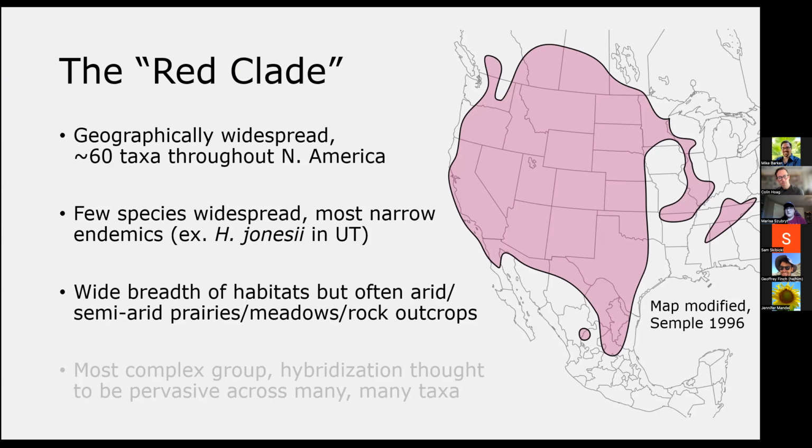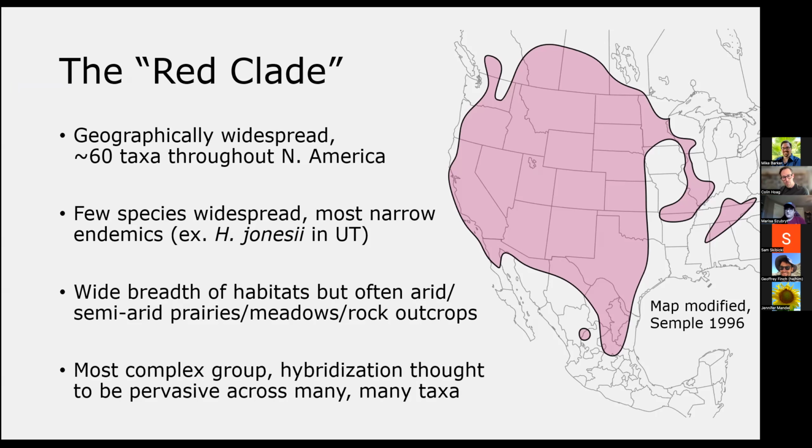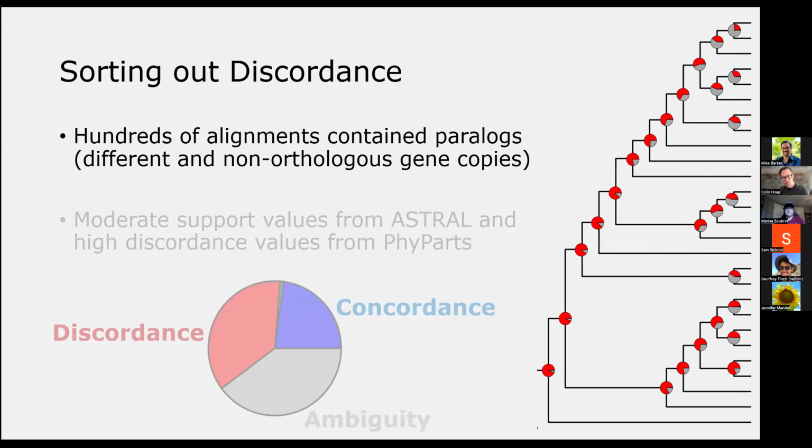These encompass a wide breadth of habitats, but typically arid or semi-arid prairies, meadows, and rock outcrops. Even in the eastern US, where there's more consistent precipitation, they tend to occur in really sandy, gravelly, or rocky soils where the water doesn't stagnate for too long. This is also by far the most complicated group in Heterotheca, where hybridization is believed to occur fairly rampantly across many taxa. This is also where all of the polyploids are located in Heterotheca.